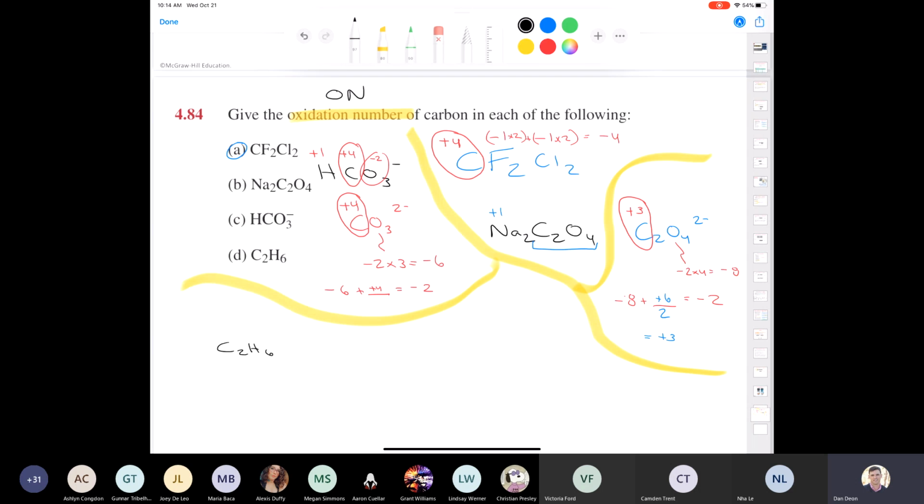This is ethane. Well, the oxidation number of hydrogen is always +1 unless it's combined with a metal, and carbon is not a metal, it's a non-metal. So we have +1 times 6, that gives me +6. So that means that this side must be -6 overall, but there are 2 carbons, so that means that the oxidation number of the carbon must be -3. So -3.